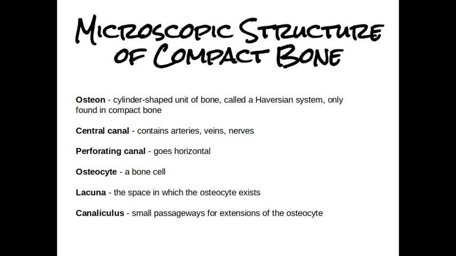An osteocyte is a bone cell. Lacuna is the space where the osteocytes are. And this should be on page 3. Canaliculus, these are small passageways for extensions of those osteocytes. So again, if you need to pause to get this before I move on, that is fine. That's why I'm pre-recording it.